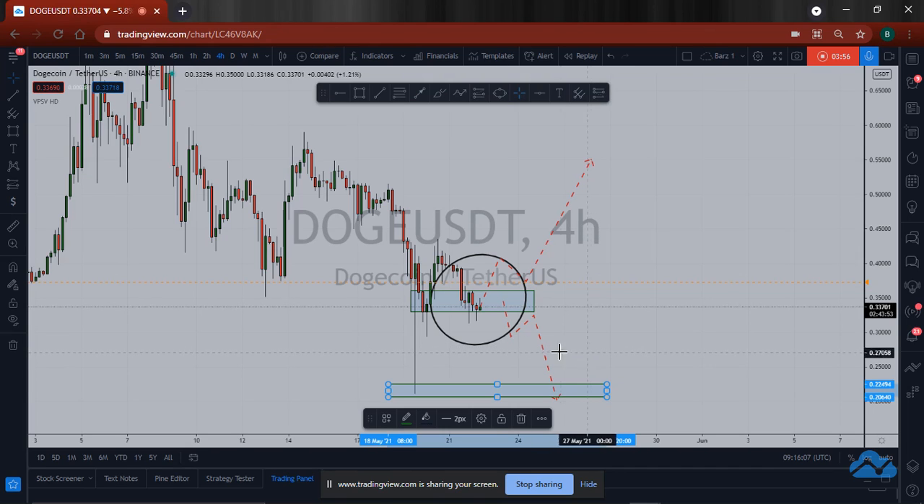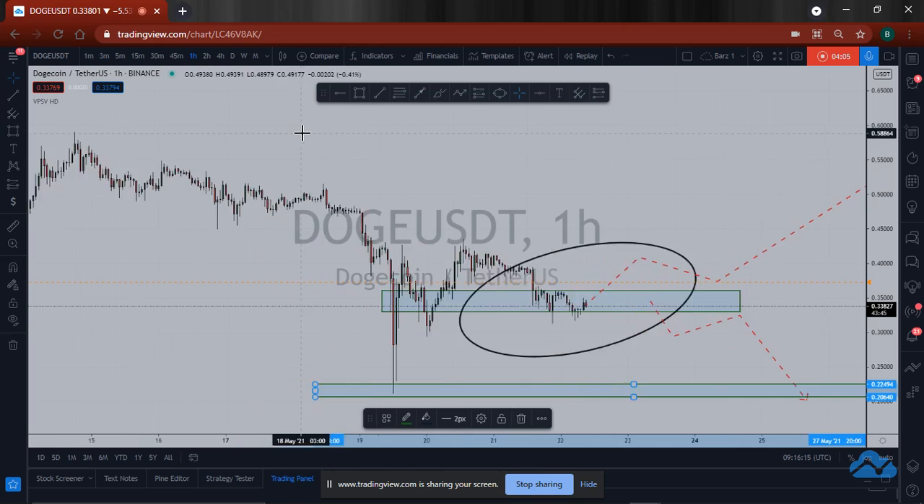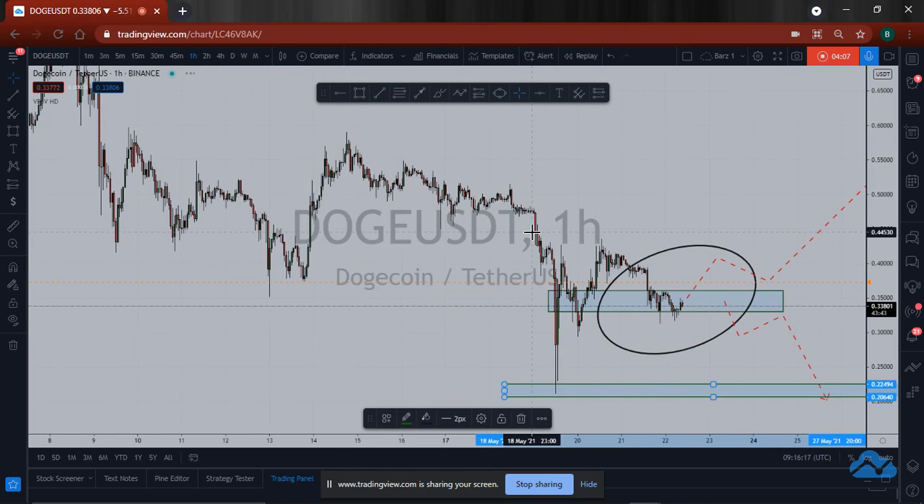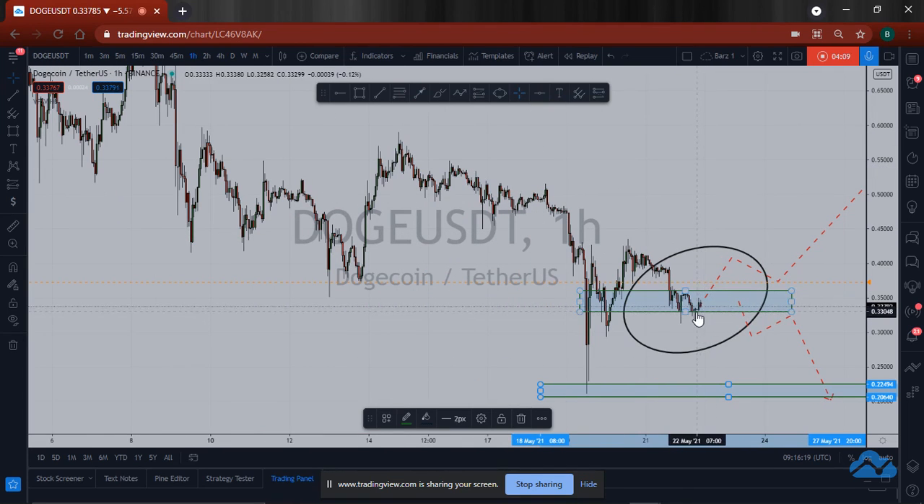Keep a close eye on the 4-hour time frame and also on the lower time frames, right? You can keep a close eye on the 1-hour time frame so that you can see how price will react around this zone. If we get a break below, we could be looking for a sell. If price gives us a bullish price action, then we could be looking for a buy opportunity.